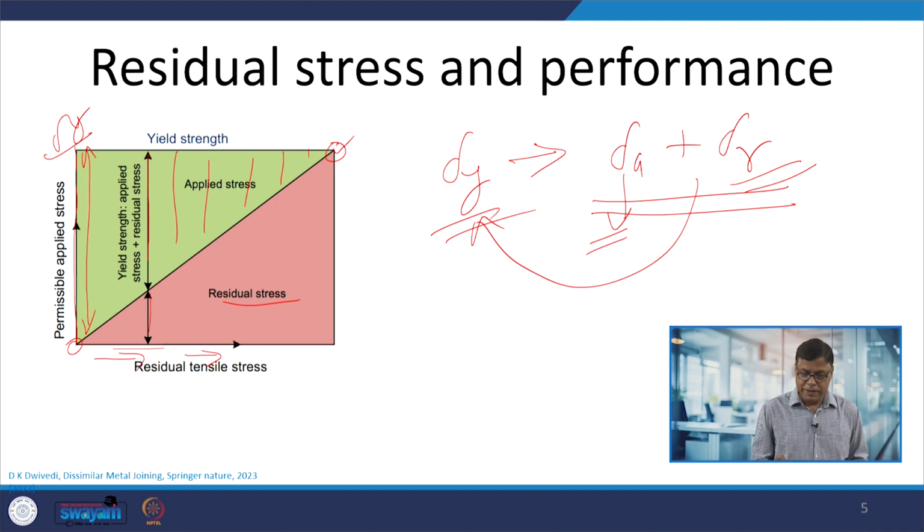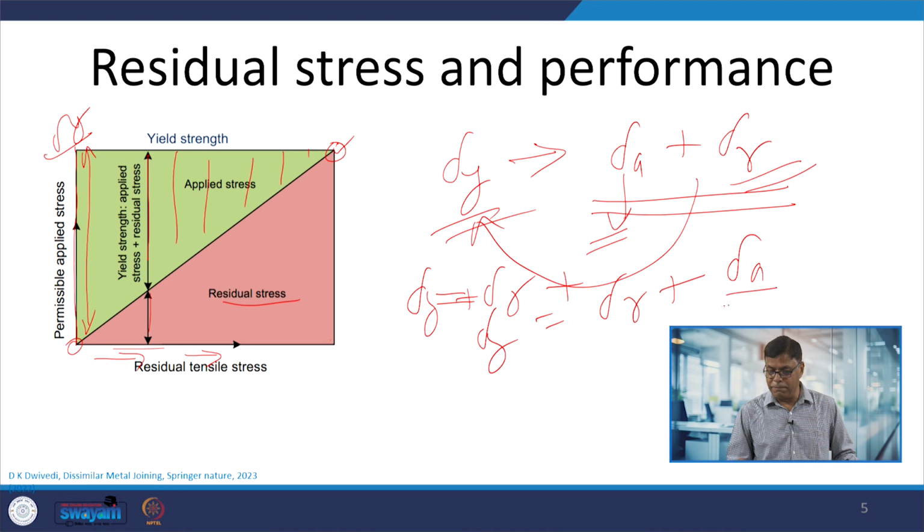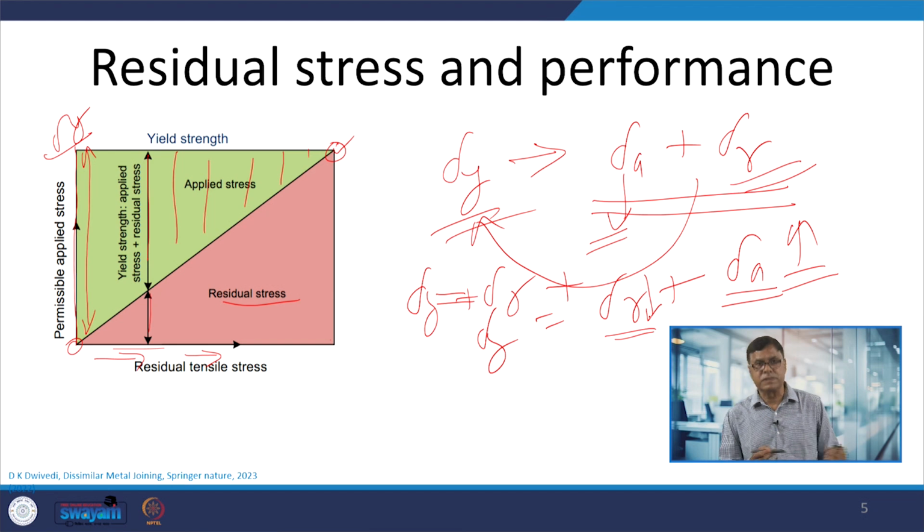Okay. So, it is important that for increased ability of the component to take up the higher service loads, if sigma y is equal to sigma r plus sigma a, that is the applied stress, then to have a higher value of sigma a, that is the externally applied stress, sigma r must be low, and this can be done through stress relieving. We need to eliminate or minimize the residual stresses as much as possible.